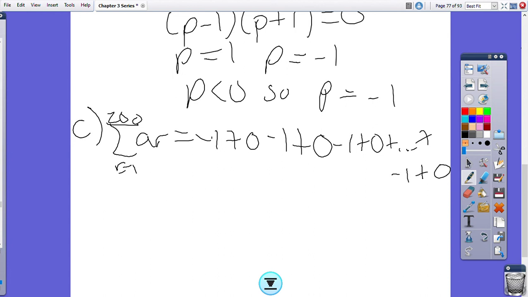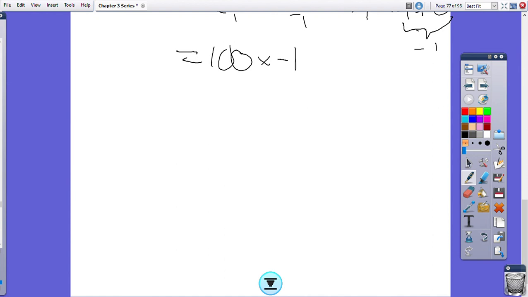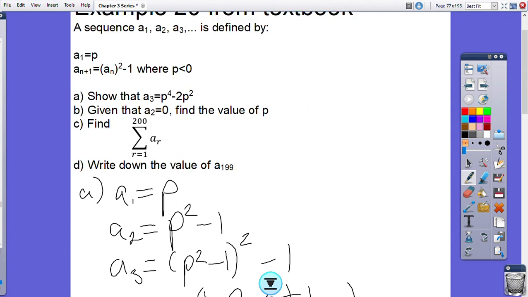Now, if we're looking at 200 terms, if we consider these in pairs, you've got a minus 1 there, a minus 1 there, a minus 1 there, and in fact you've got 100 lots of these minus 1s, so you've got 100 times minus 1, which is minus 100. Nice. So after you sum all of it up, you get minus 100.